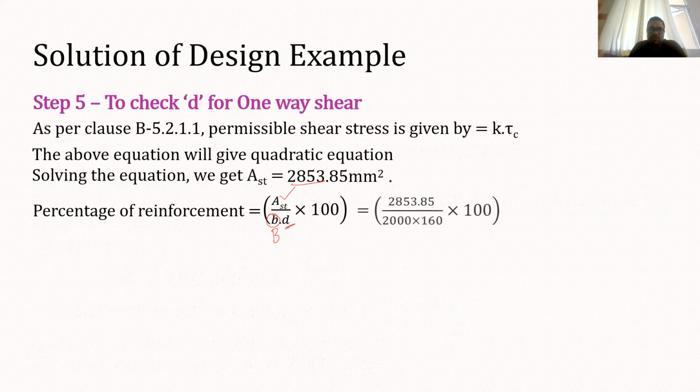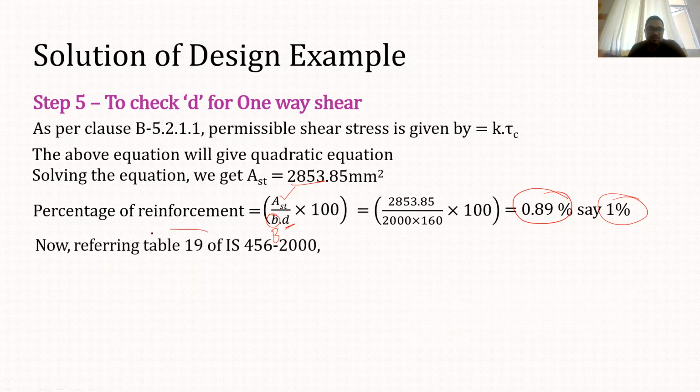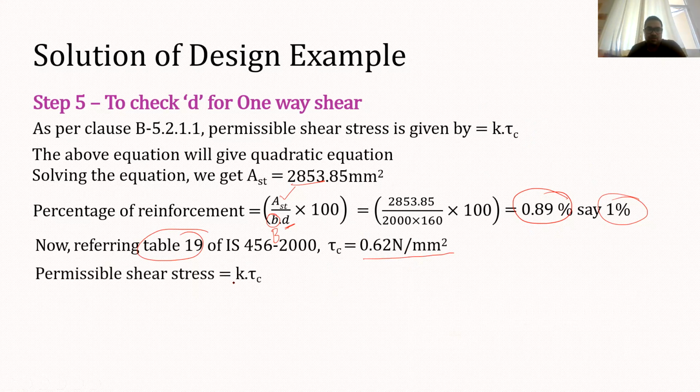So percentage of reinforcement here is 0.89%, and here again for the sake of convenience we are assuming this percentage as equivalent to 1%. And now referring to the table to calculate the tau C value, if we refer to table 19, we can easily calculate the value of tau C for M20 grade of concrete, which is 0.62 Newton per mm square. So now we have the value of K, we have the value of tau C. Putting all the values, we get the permissible shear stress or shear strength of the concrete as 0.71.